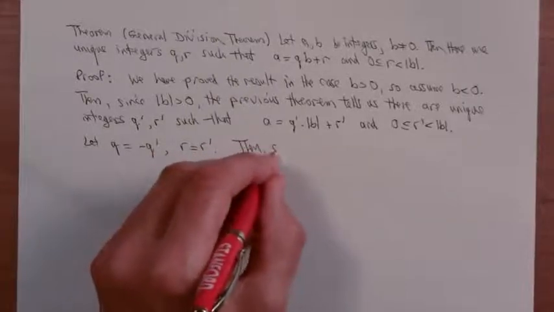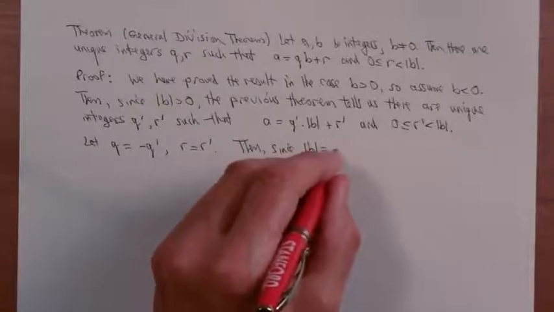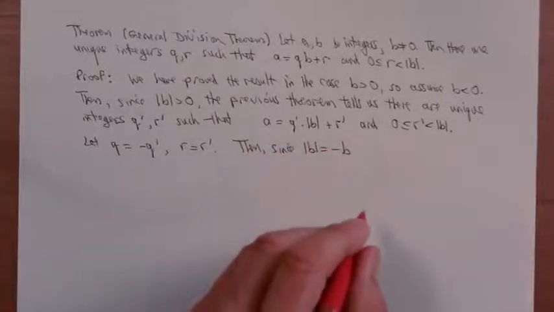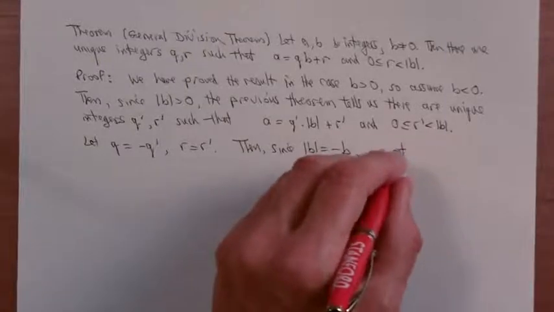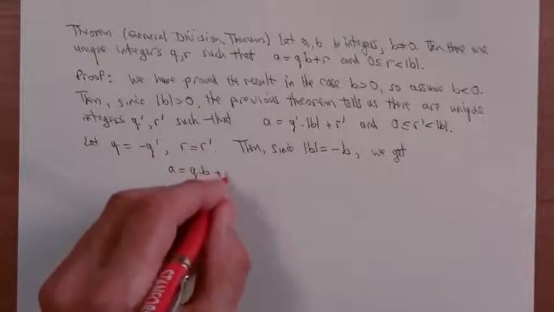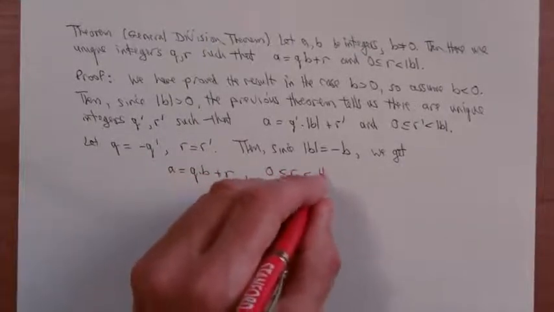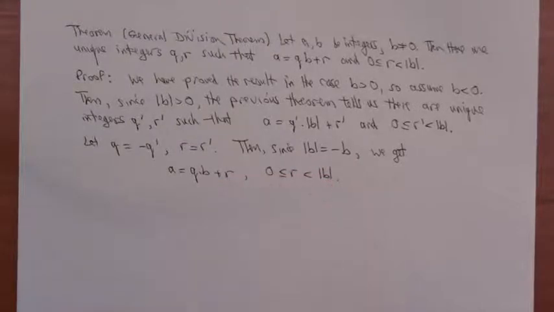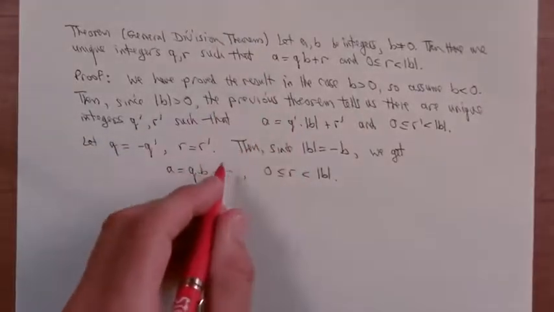Then, since absolute value of b in this case, with b negative, is negative b, we get a is qb plus r, 0 less than or equal to r less than absolute value of b, and that's this theorem. So we simply threw it back to the previous result.